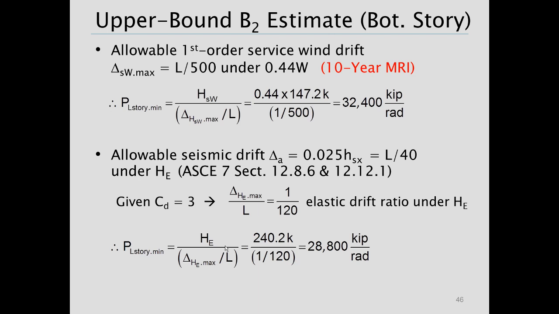And so if we work with that, the seismic drift limit for this particular example would then be 240.2 divided by 1 over 120. So we need at least 28,800 kips per radian. Okay, well, so far the wind drift limit would be the larger one. We'd have to go with that. How about seismic P delta?